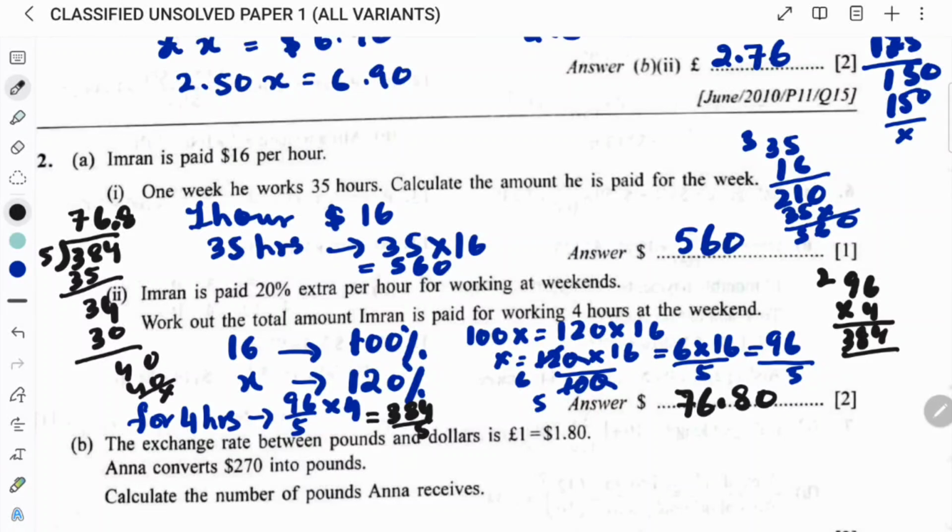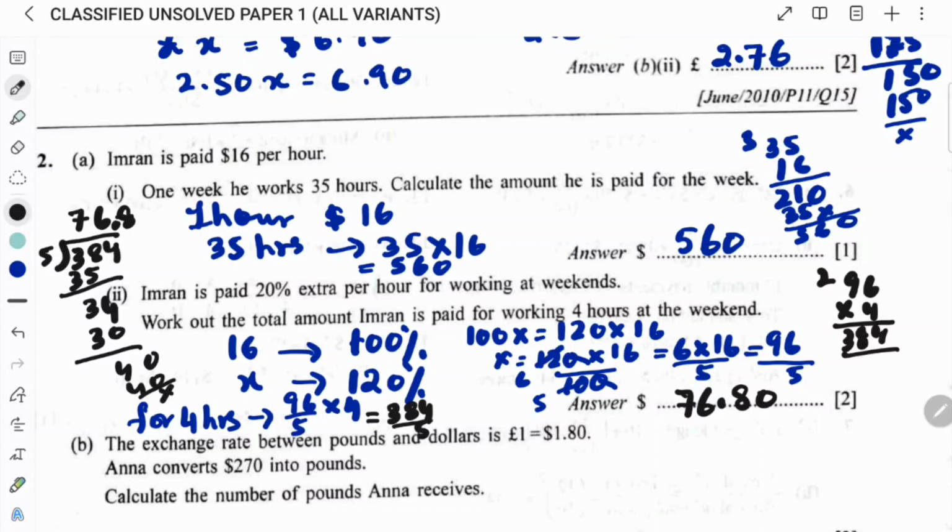So I'm explaining this question again to you. We know that for 1 hour he's getting $16, and for 20% more, it is 96 divided by 5 for 1 hour. So we multiply by 4 to get the answer for 4 hours.